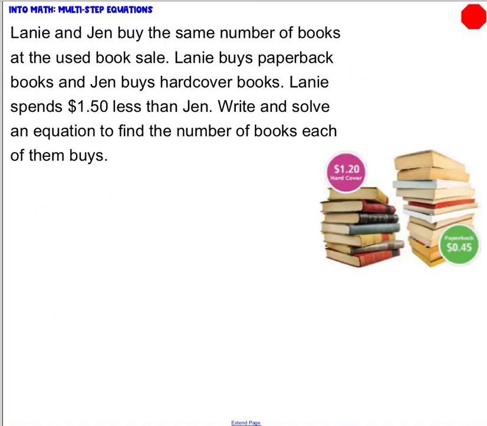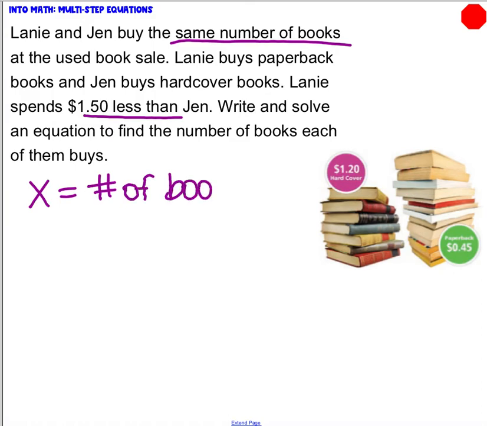Last question. Lainey and Jen buy the same number of books at the used book sale. Lainey buys paperback and Jen buys hardcover books. Lainey spends $1.50 less than Jen. Write and solve an equation to find the number of books each of them buy. Okay, let's read it again. Jen and Lainey buy the same number of books. So we're going to let x equal the number of books, because they're buying the same. If they both buy 5 books, they both buy 10 books.